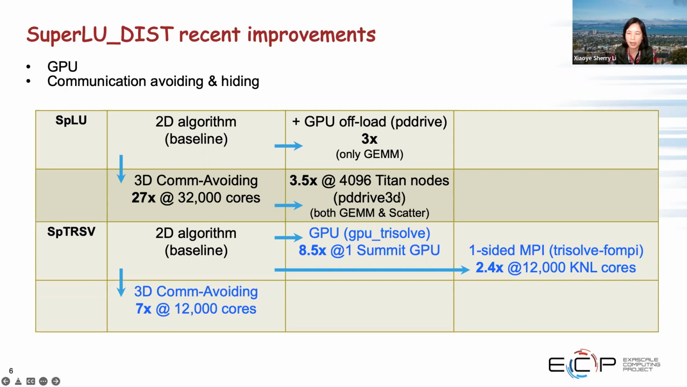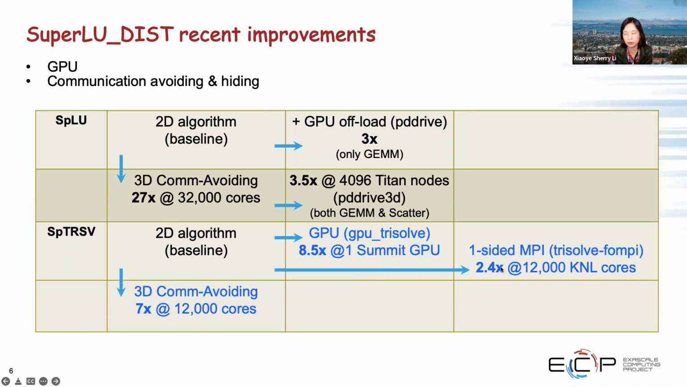But in this case, we also added more offloading, not only GEMM, but also the scatter operation in the Schur complement update. So you get a little more benefit. And in terms of triangular solve, the baseline is also a 2D algorithm. And then you do communication avoiding, you get a lot more strong scaling. And adding GPU, it's a very hard problem, and we managed. So for example, a couple of years ago, on one Summit GPU, we can get over 8 times the speedup over the CPU sparse.